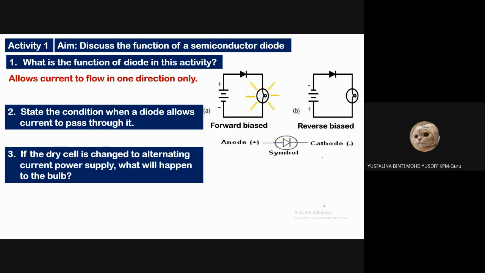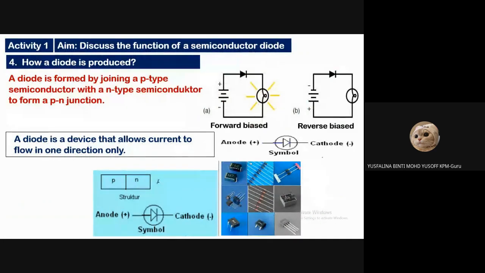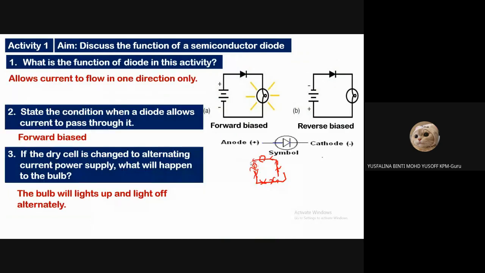Because AC is alternating current, right? It can go back, and I already told you. The first cycle is like this, then after it completes one cycle, it goes back, it just reverses. So it always changes, right? For the diode, it will only allow one direction only.